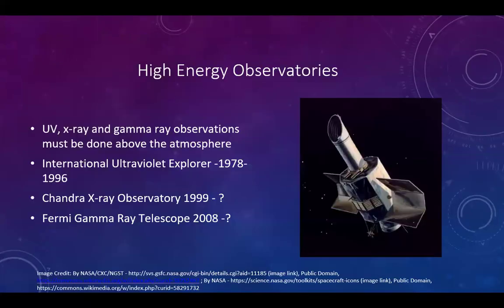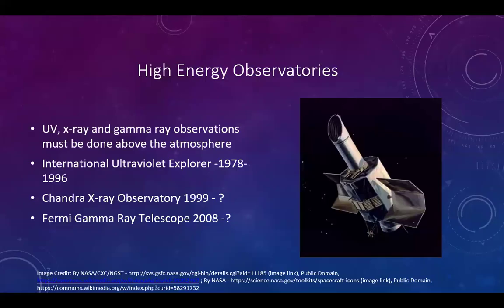Tons of them. There are also, if you want to observe shorter wavelengths, higher energy light, so UV, X-ray, and gamma ray observatories need to be done above the atmosphere because the atmosphere absorbs those wavelengths. So the International Ultraviolet Explorer was out from 1978 to 1996. The Chandra X-ray Observatory was launched in 1999, and the Fermi Gamma Ray Telescope was launched in 2008.